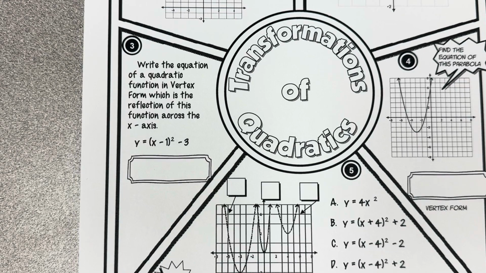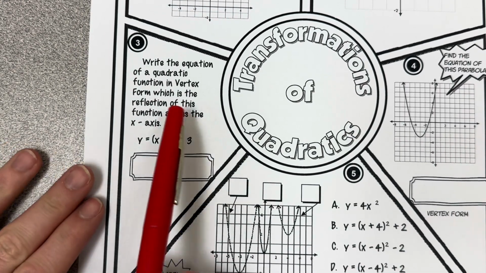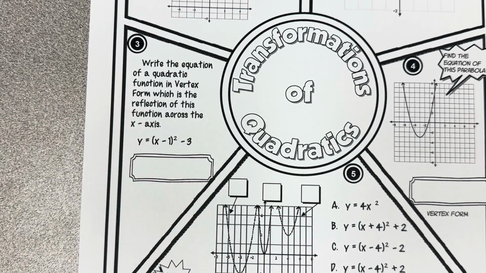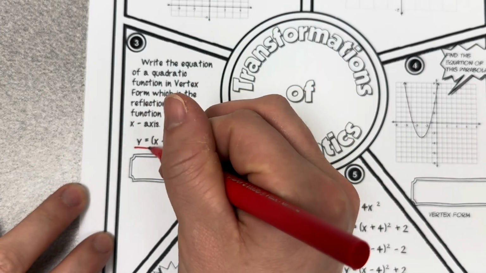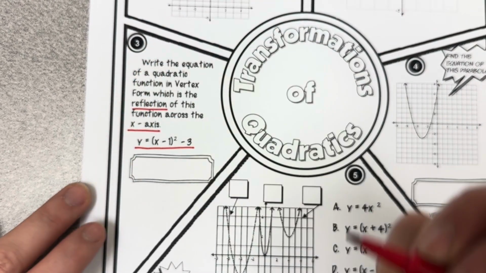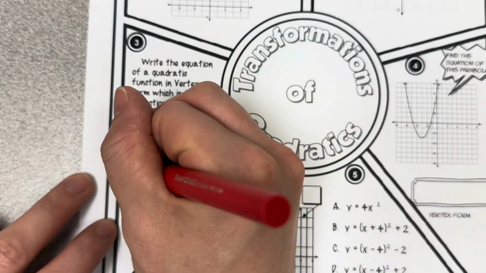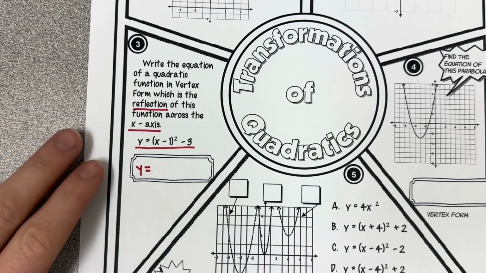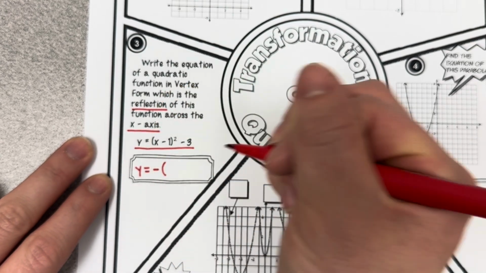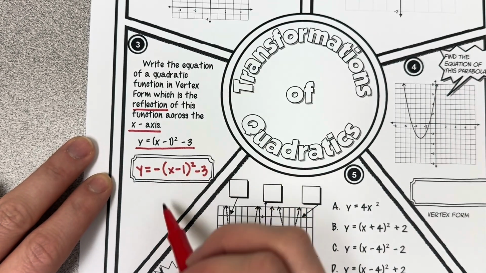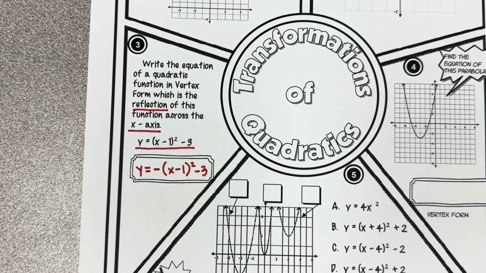Number 3 says, write the equation of a quadratic function in vertex form, which is a reflection of the function across the x-axis. Okay, so it's giving us this original function, but the only transformation is a reflection across the x-axis. Well, this one's actually not too bad. So first we're gonna just start with our y equals. You always start your equations with that. And because it's a reflection, all we have to add is a negative in front of these parentheses. Everything else stays the same. We just had to add that negative because of that reflection. And we are done.